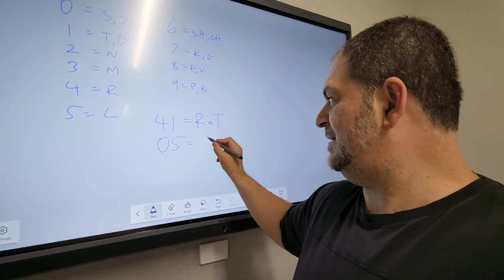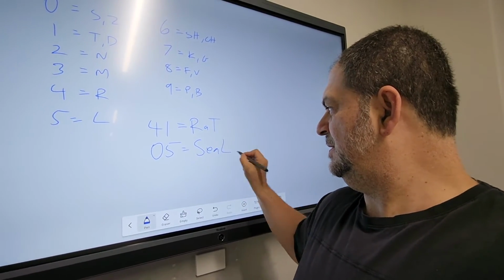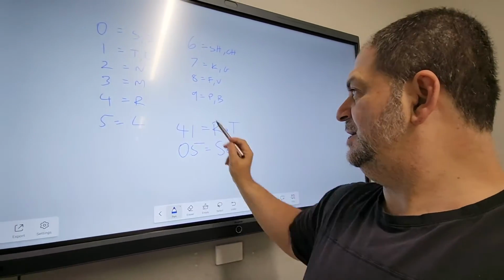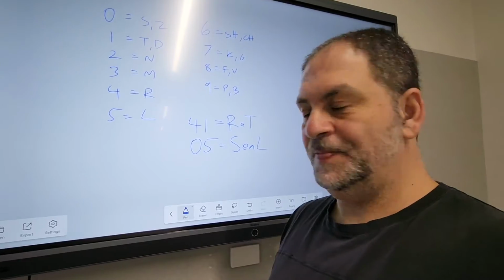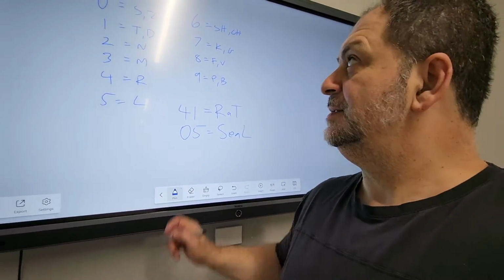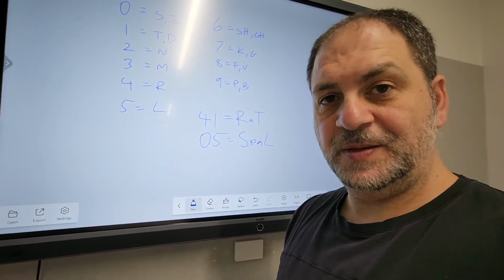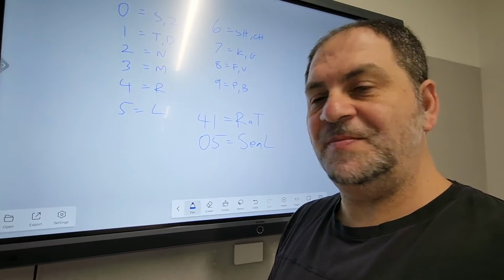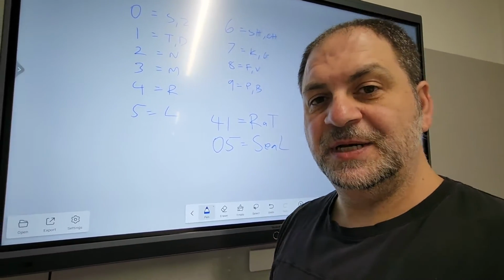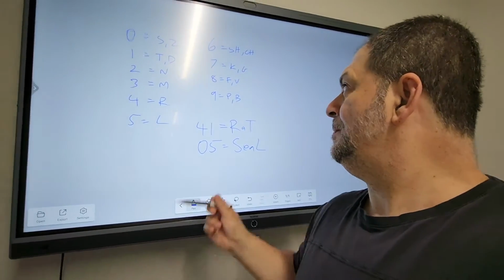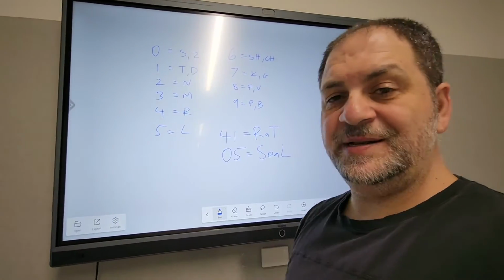So, for example, right, I can have the word 05, right? I can say that is a seal, right? So S and 5 is L, seal. But this is a phonetic system, right? It's a phonetic system. So what that means is that it goes by sound, not the letter, right? So that's an S or Z sound.